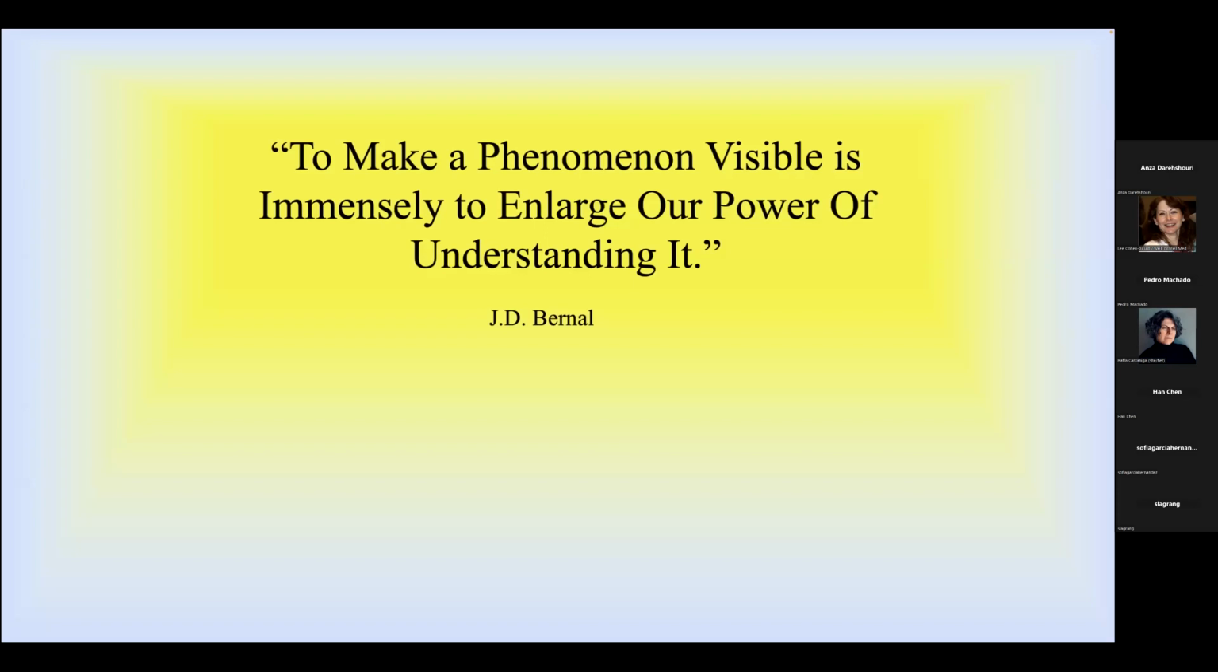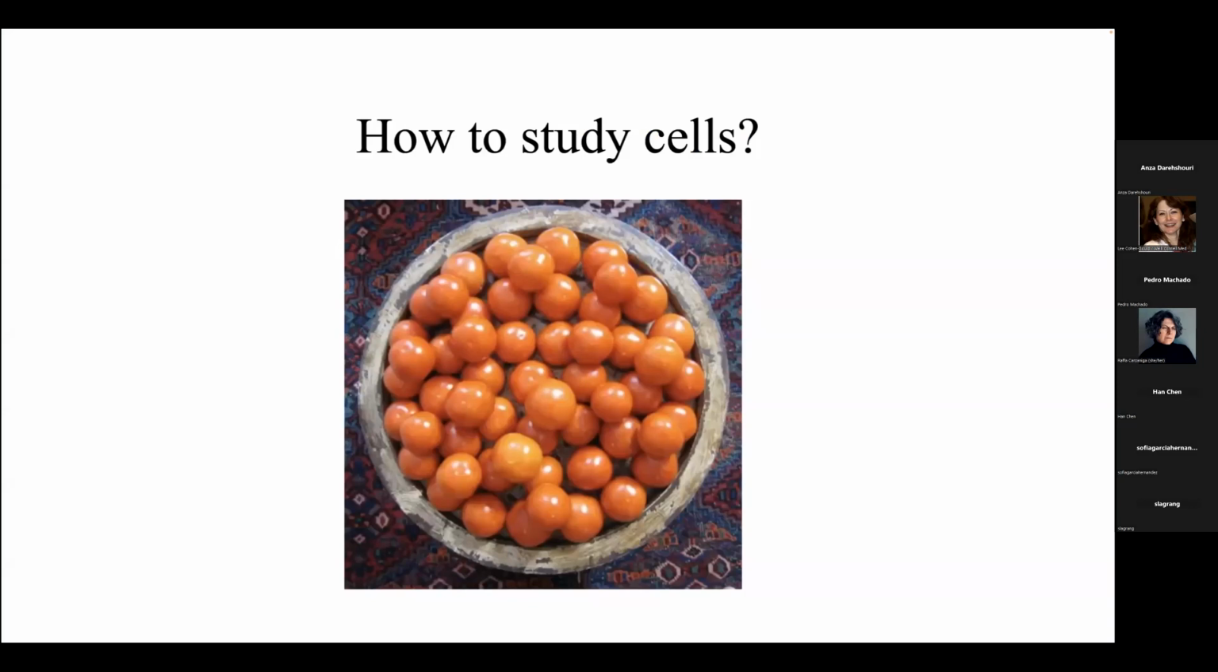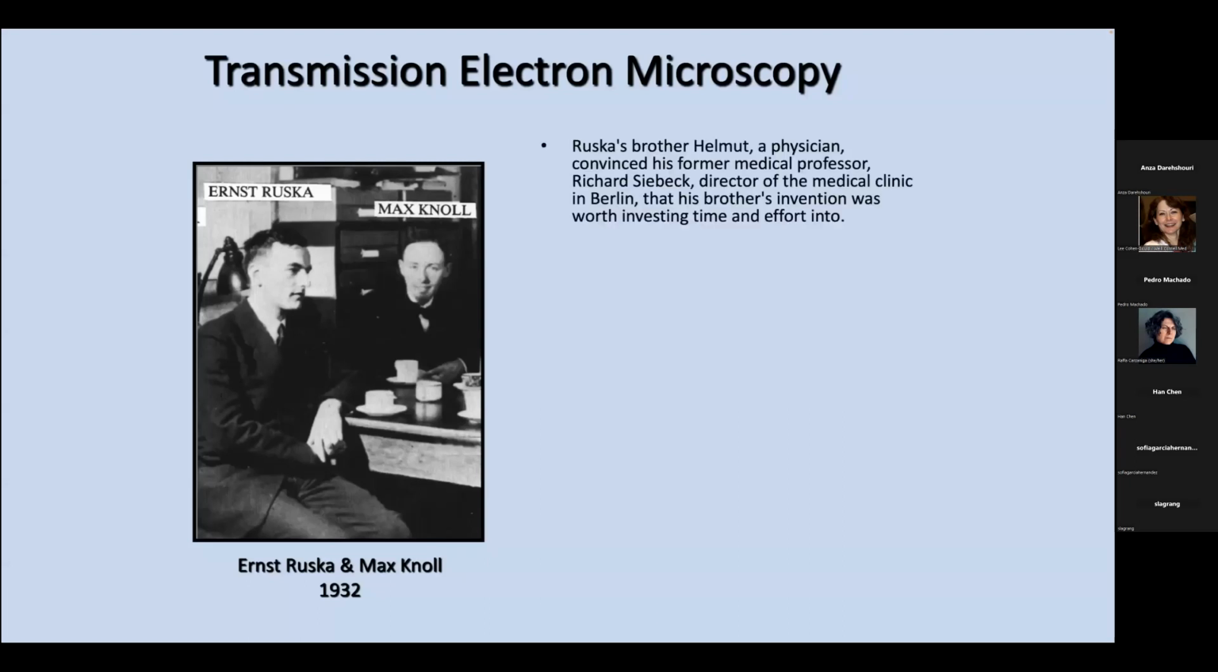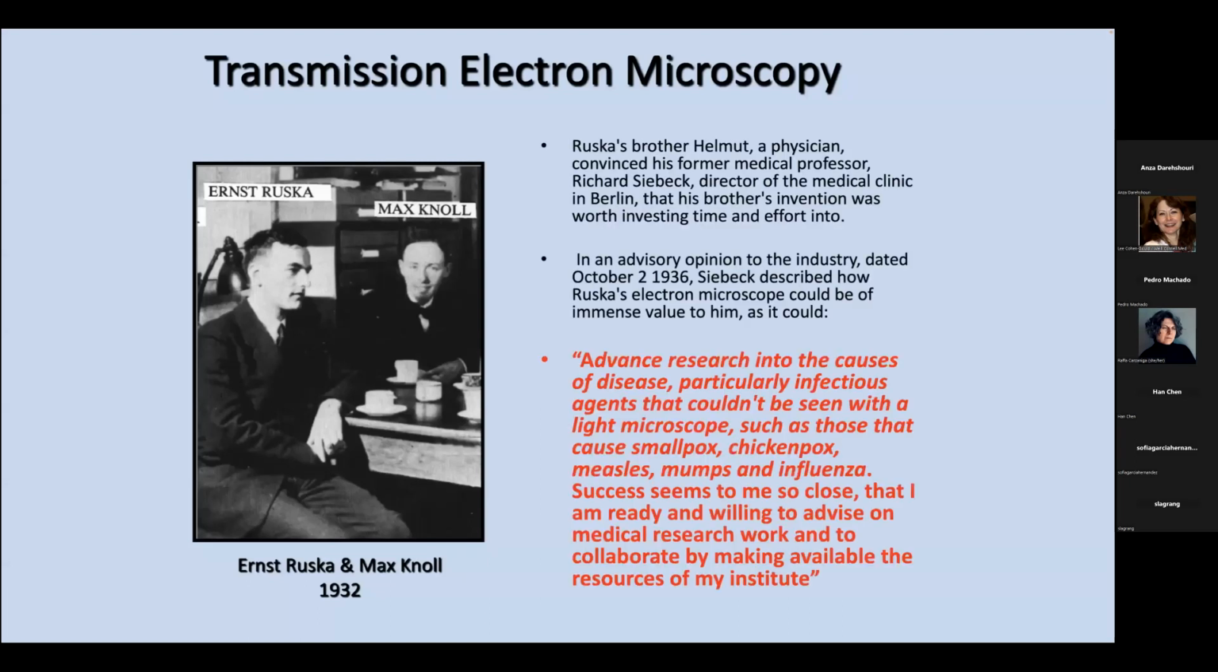To get started, I think the driving principle for all electron microscopists is to make a phenomenon visible, as immensely as possible, to enlarge our power of understanding it. This gets to the question of how you study cells. I'm a cell biologist, and electron microscopy was the technique in the 30s, when Ruska developed it.